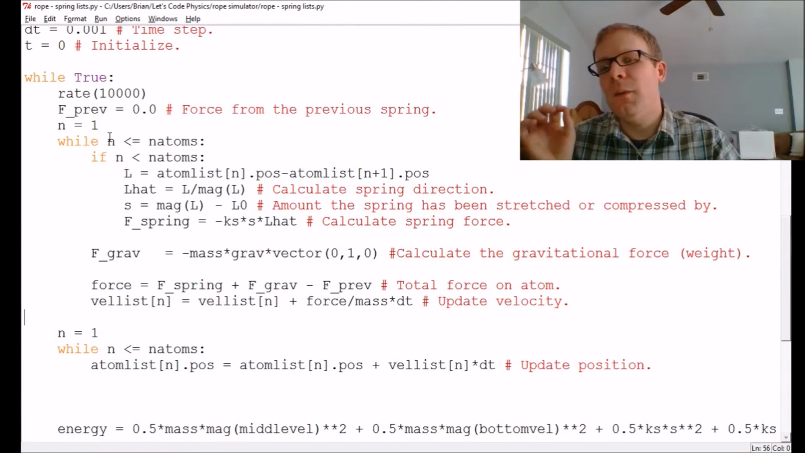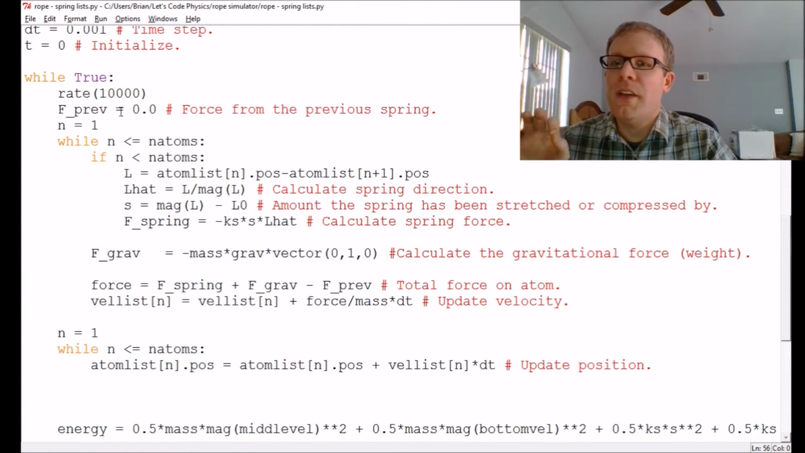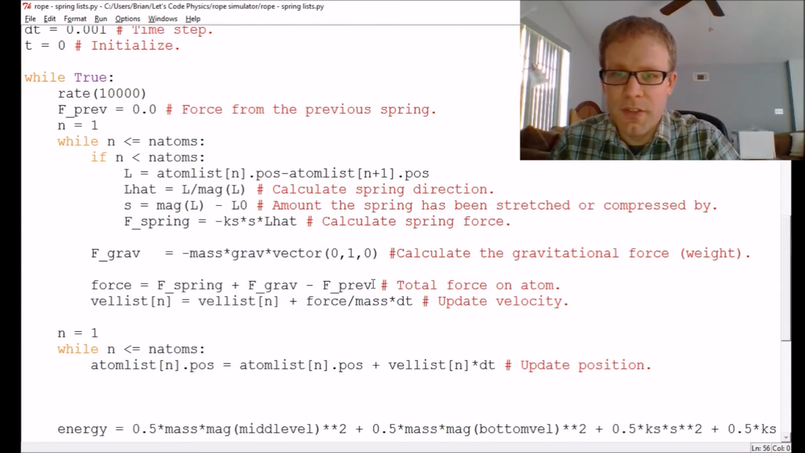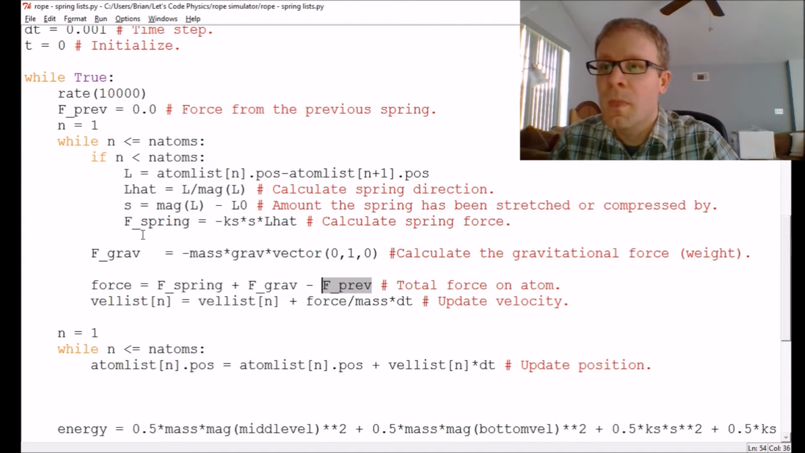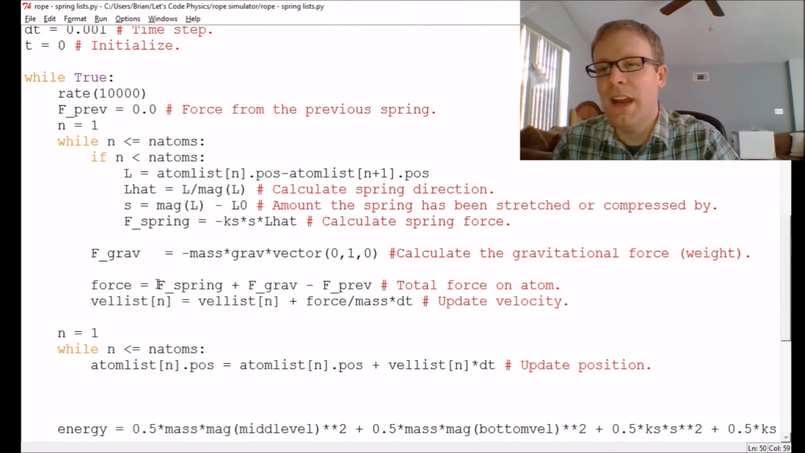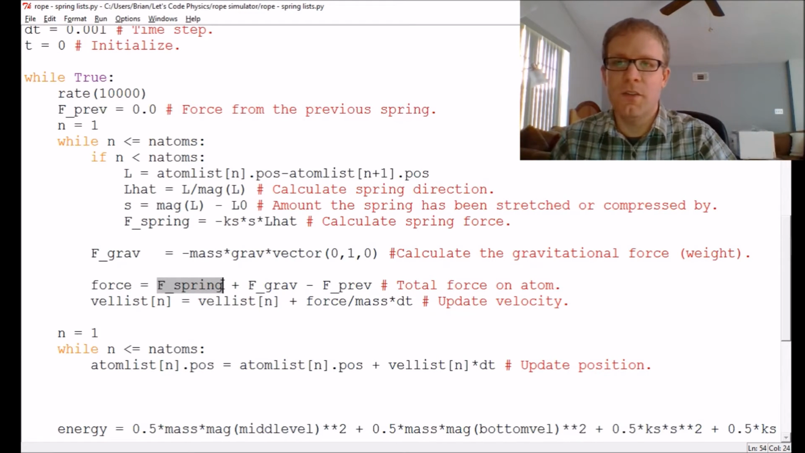All right, so let's think through this. When it comes in at n equals 1, it's going to have an F previous of 0. It's going to calculate the force of the next spring. It's going to add those forces together. This is not going to count for anything. Hooray. So as it loops through, that all works. When it gets to n equals the number of atoms, then I run into an issue because I don't want it to have this F spring there anymore because there's no next force for it to calculate.